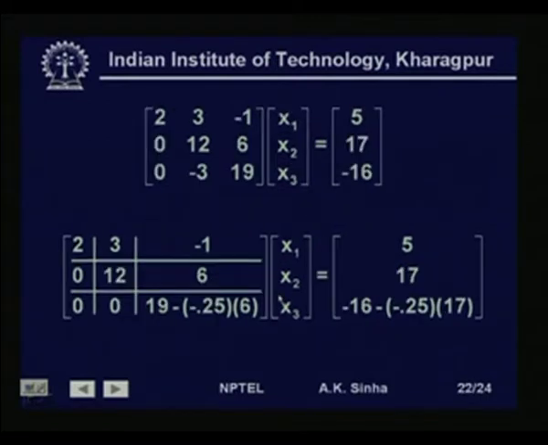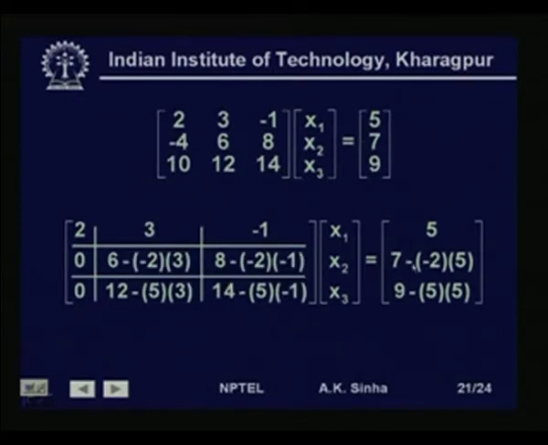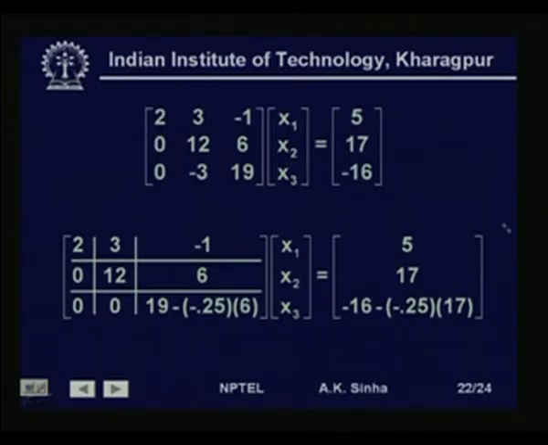So, we get minus 3 and 19, and these terms are similarly 7 minus of minus 10, that makes it 17, 9 minus 25, that makes it minus 16. So, we have minus 16 here, 5, 17 and minus 16. So, now this is the set of equations that we have.